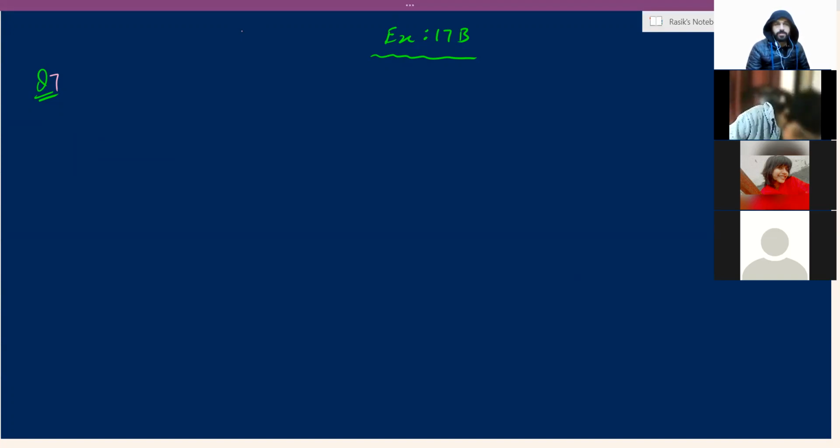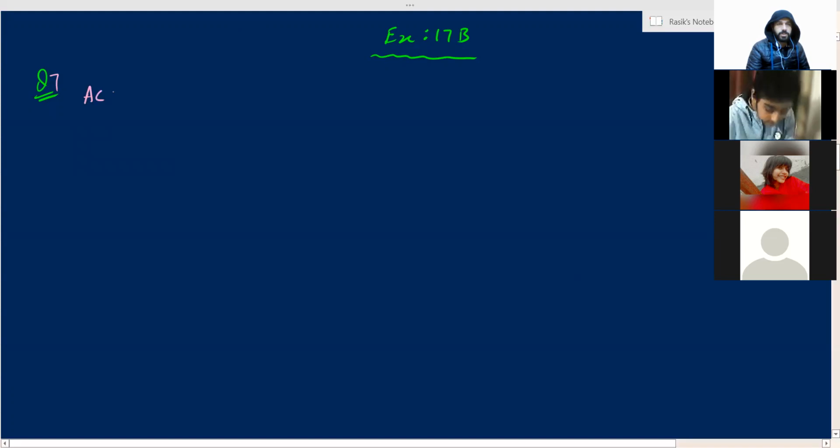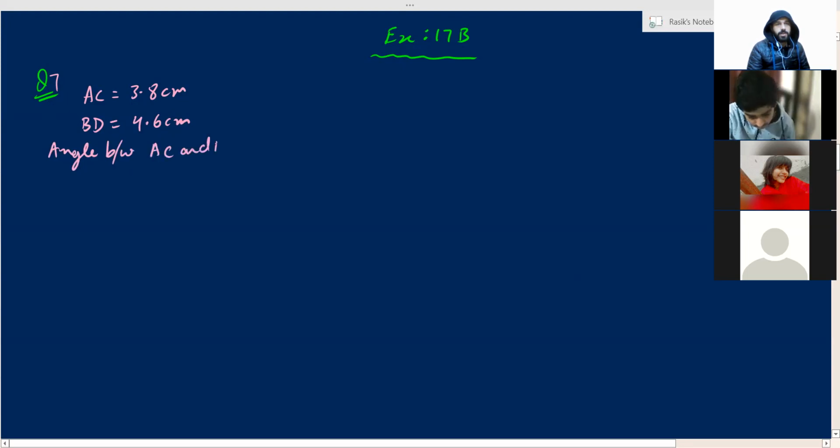So first of all, I'm writing all the given information. AC is 3.8 centimeters, BD is 4.6 centimeters, and the angle between AC and BD, that means the angle between the two diagonals, is 60 degrees. Okay, so your parallelogram is this.